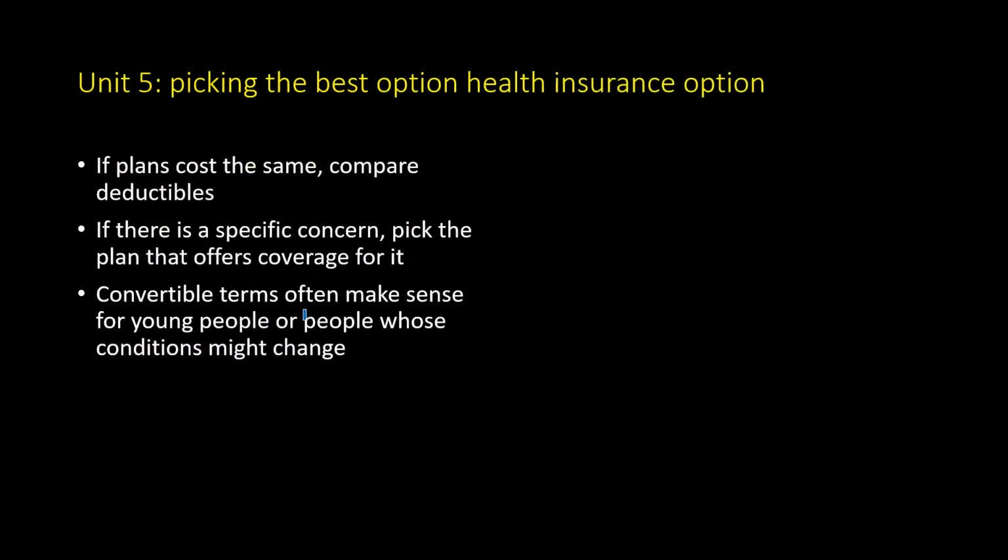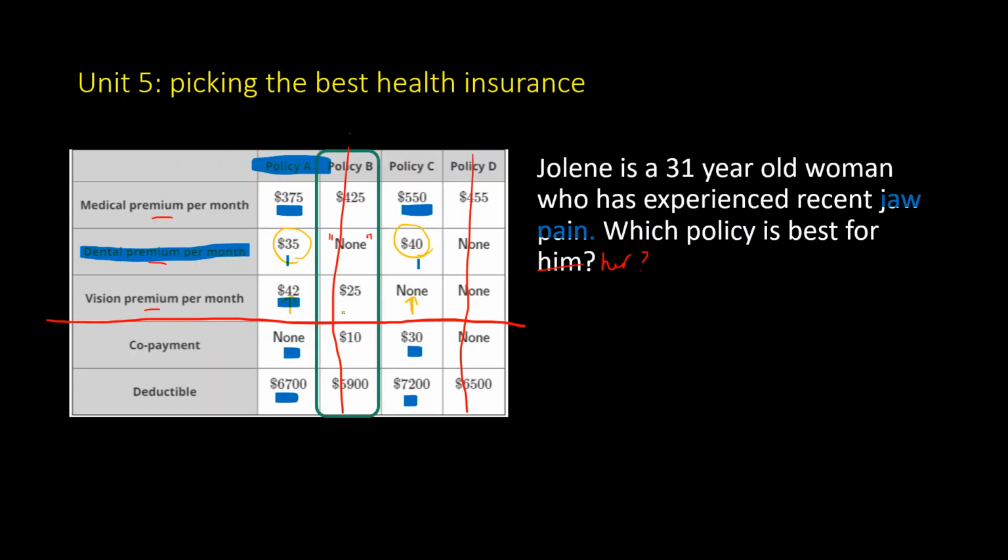Now, remember when it comes to picking the best health insurance options, if plans cost the same, compare deductibles. And by that I mean if premiums cost the same, compare deductibles. Again, as I mentioned in the last slide, if they mention a specific health concern, eliminate any plans that do not cover that concern. That's item 2. Don't worry about this last one. That's more about life insurance. And then, again, when it comes down to it, sum up the columns and just see which one is less. Okay? I think that's kind of the best approach in many cases. Sum up the columns, see which one is the lowest.